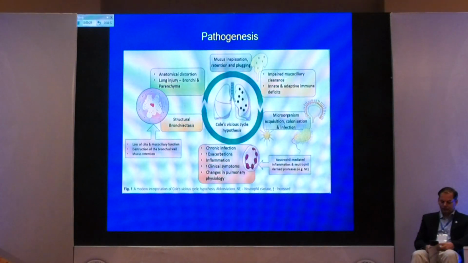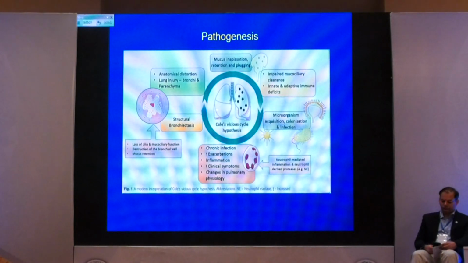Right here, some sort of immune deficiency or impaired mucociliary clearance from some mechanism like CF or PCD leads to some mucus plugging and buildup in the airways, leading to progressive inflammation, infection, and bacterial buildup, and then to some structural distortion and damage.